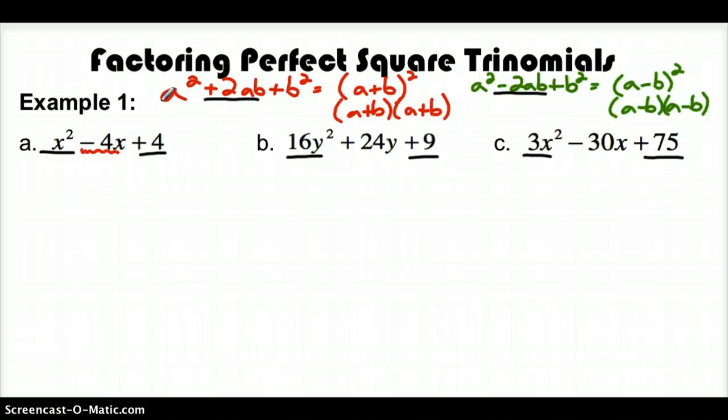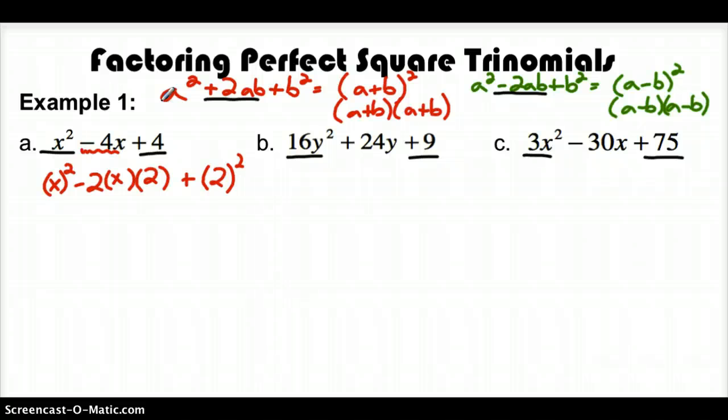So let's maybe just write it like this. Let's write this as a squared minus 2 times a times b plus b squared, which would be like this, right? So 2 times a times b, well, this would be 2 times x times 2. And then this would be plus b squared, so this would be 2 squared. If we're following this special pattern here, this is kind of what we've got going.